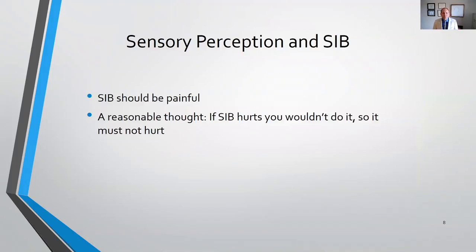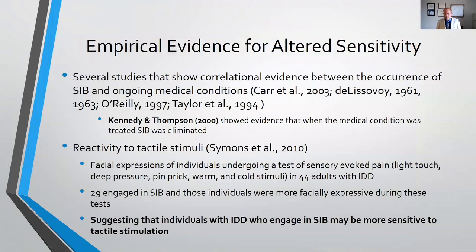So aside from these examples underscoring the dangerous nature of self-injurious behavior, they also make the point that SIB should be painful. That is, it's a reasonable thought, right, to think, well, if SIB is painful and people are engaging in it, maybe these individuals don't feel pain the same way you and I do. And so there's evidence for hypo, hyper, and altered sensory perception in work with individuals with intellectual and developmental disabilities, and for individuals who do and do not engage in self-injurious behavior. Unfortunately, I don't have enough time to talk about all those areas, so I'm just going to highlight some of the research.